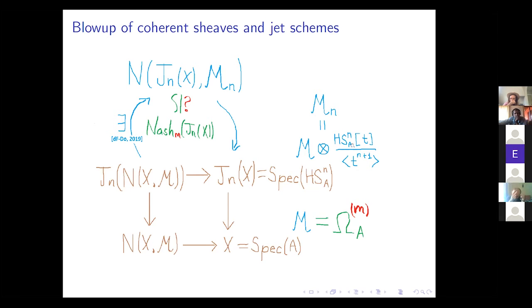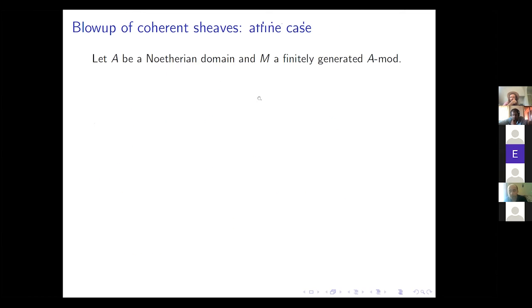So in the rest of the talk, I'm going to show you that we don't know if they are equal, but at least they share a basic property of Nash blow ups. Okay, so this is like the second part of the talk. And here we go. To do this, we need to see how to compute these blow ups in the affine case.